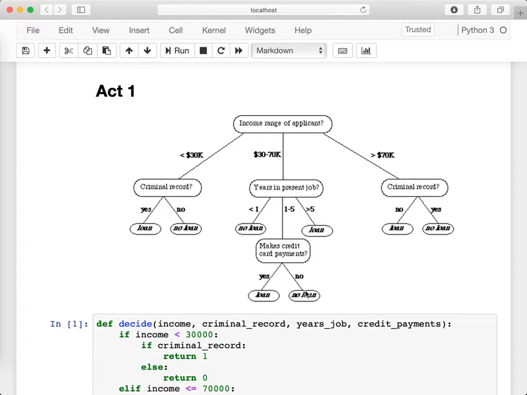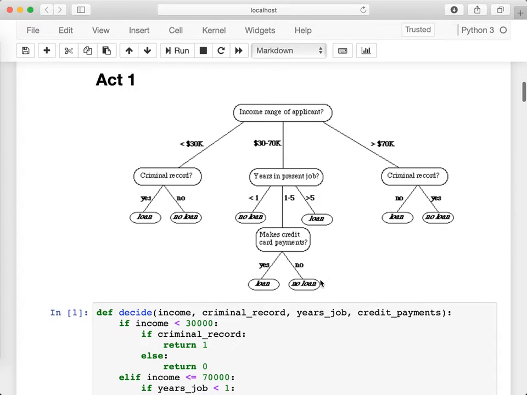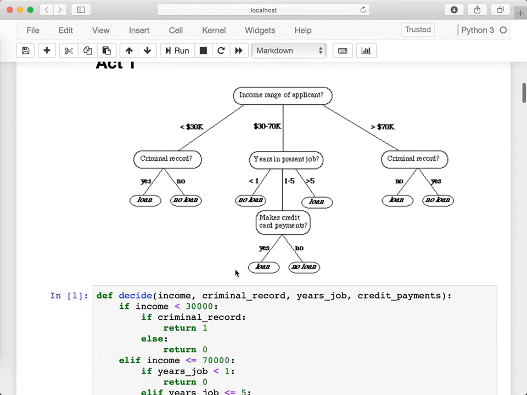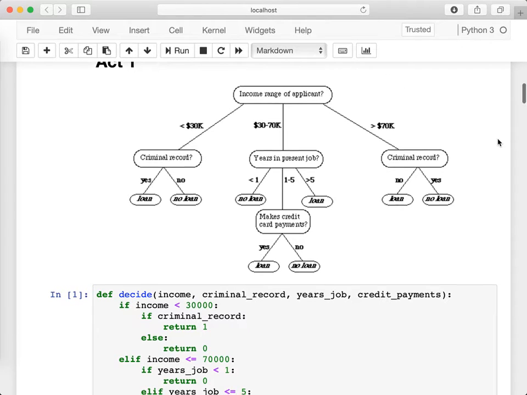Depending on information such as income, criminal record, years in present job, as well as making credit payment on time, the loan applicant is either approved or not approved to get a loan. This is a classic example of a decision tree, and presumably some decision makers in the organization have come to create this decision tree based on their experience. And this decision tree encodes the business rules.